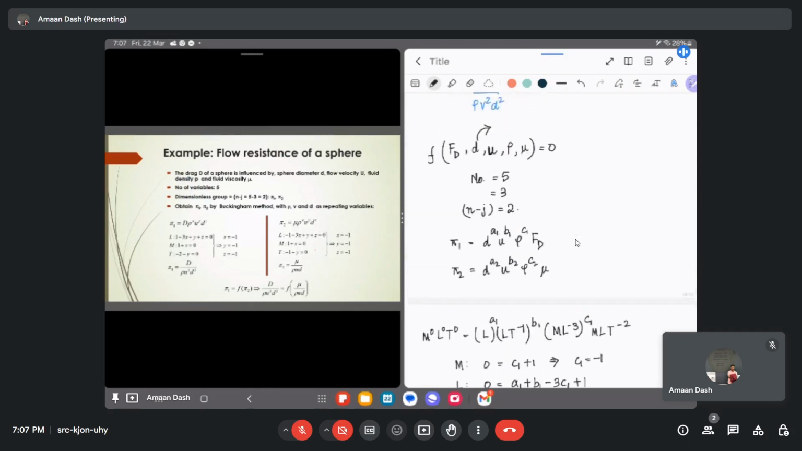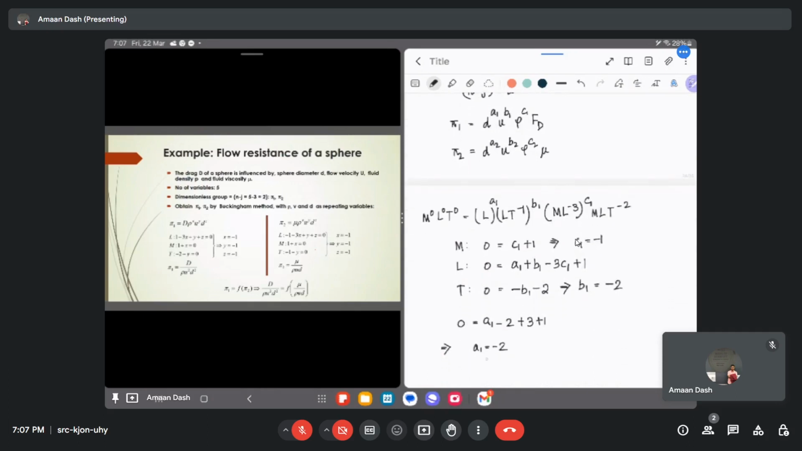Okay. So pi 1 is equal to d to the power a1, so d to the power of minus 2, u to the power of b1, so u to the power of minus 2, rho to the power of c1, so rho to the power minus 1, and fd. So we can write pi 1 is equal to fd by rho u square d square.